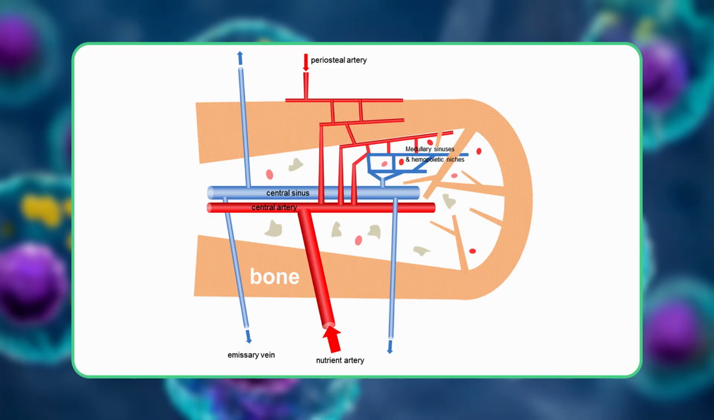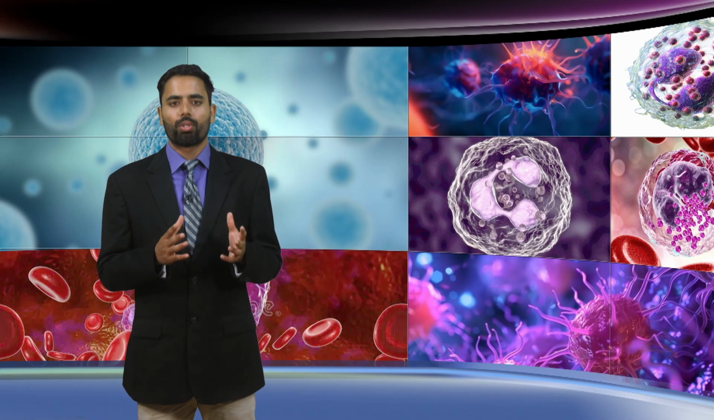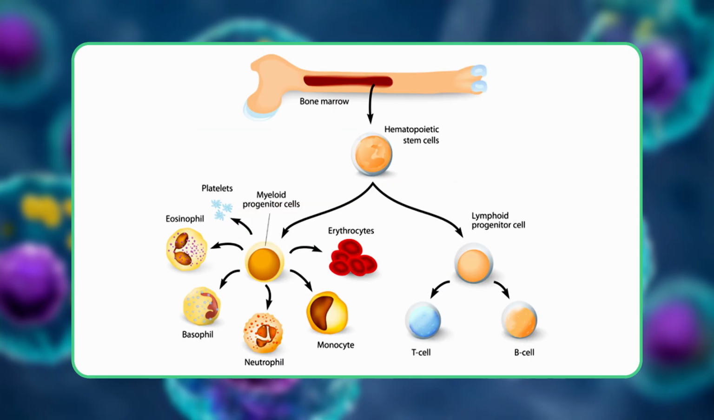The vascular section contains blood vessels that supply the bone with nutrients and transport blood stem cells and form mature blood cells into circulation. Now, functions of bone marrow. Bone marrow is responsible for producing all types of blood cells, whether it be RBCs, WBCs, platelets, through the process called hematopoiesis. The bone marrow gives rise to all of the lymphoid cells that migrate to the thymus and mature into T cells, as well as to the major population of conventional B cells.